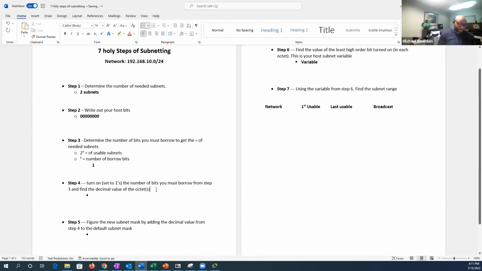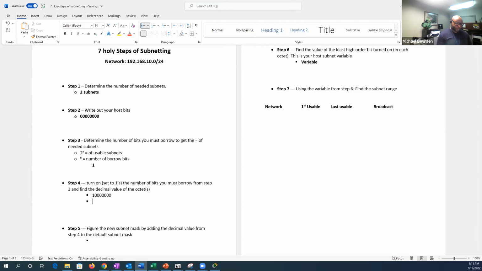Then it says you're going to turn on the number of bits you must borrow from step 3 and find the decimal value of that octet. From step 3, we determined we need to borrow 1 bit. So here's the octet we're working from. I'm going to turn on 1 bit, and the decimal value of that is going to be 128.